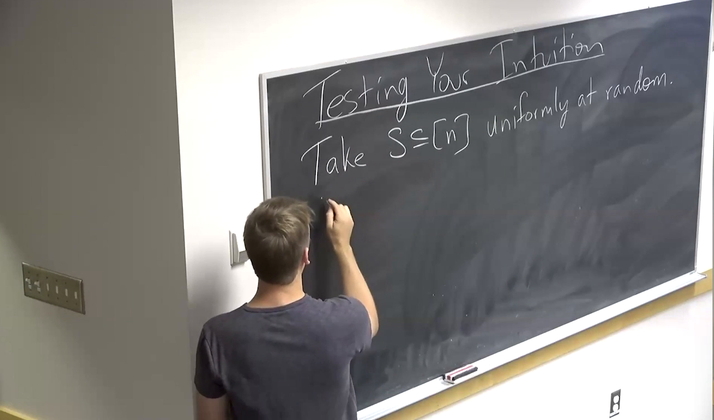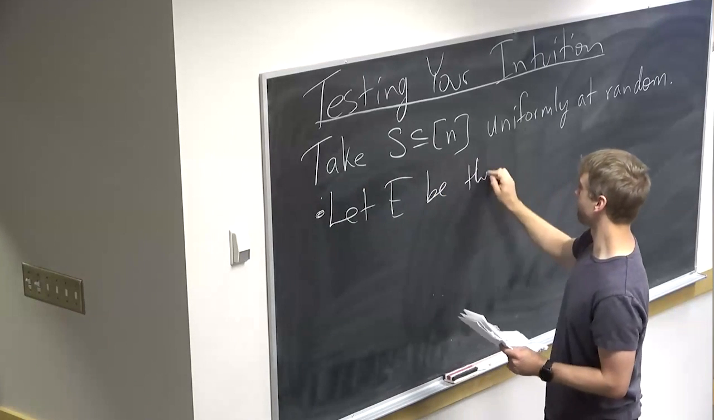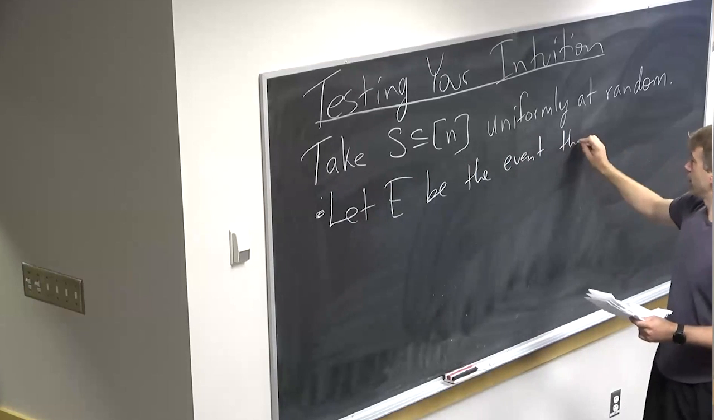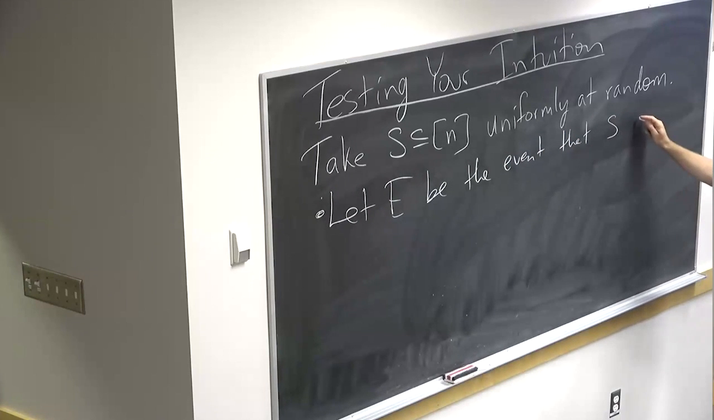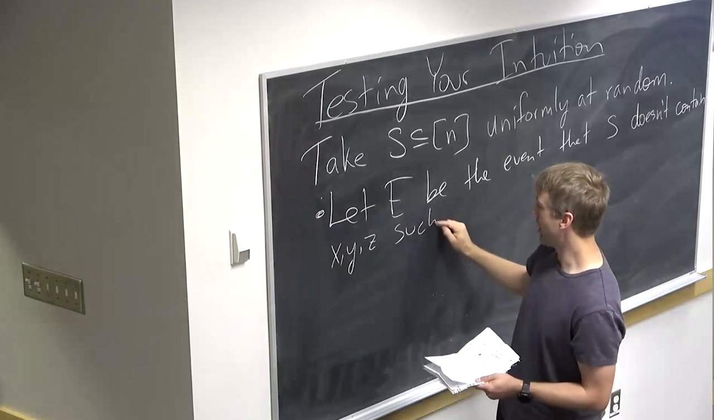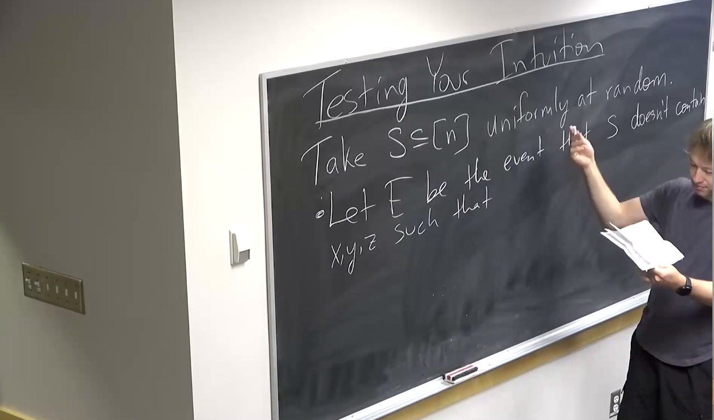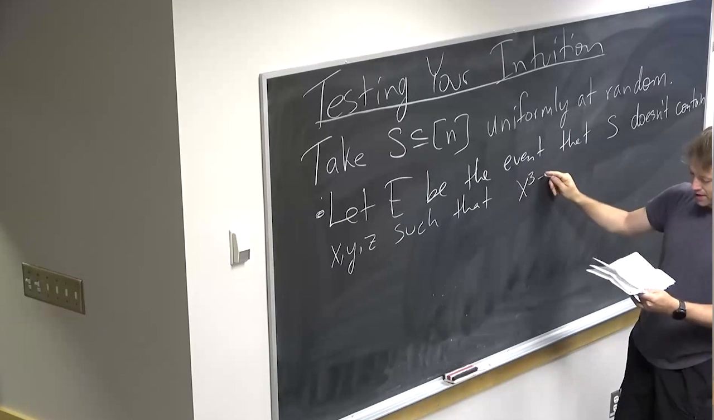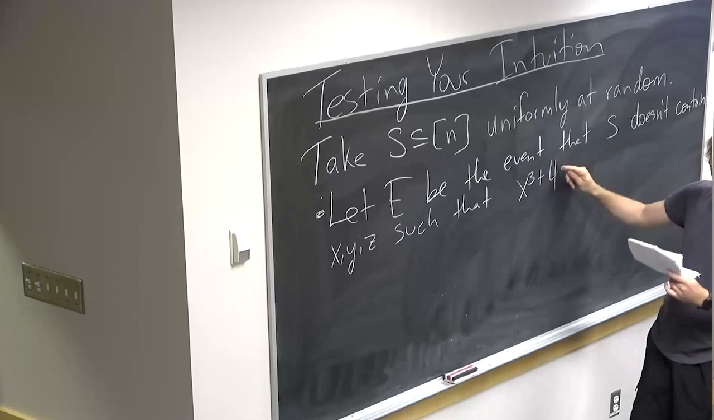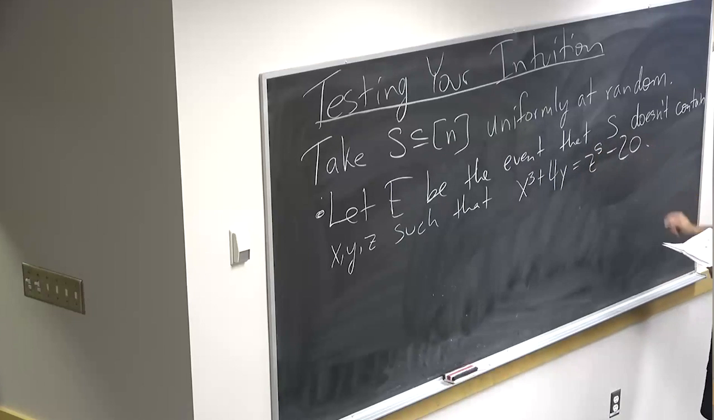So I'm going to define 2 events. Let E be the event that S doesn't contain some x, y, z such that, and I'm going to write an arbitrary, very strange looking equation. Just pick any equation you want. So let's say x cubed plus 4y equals z to the 5 minus 20. I'm just writing down random stuff.